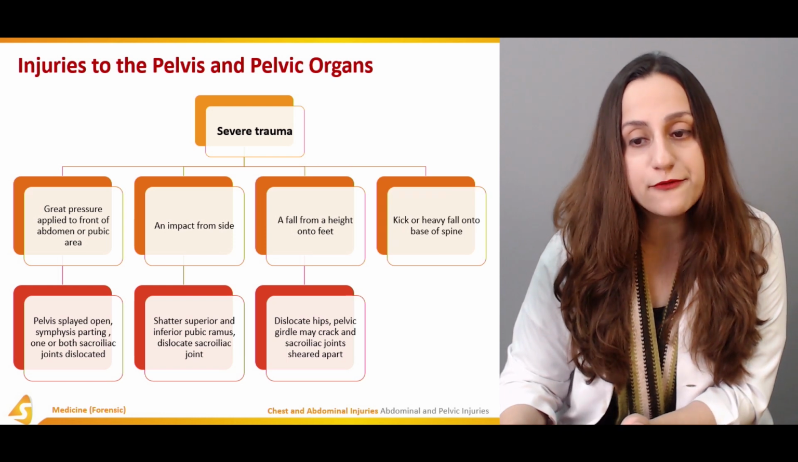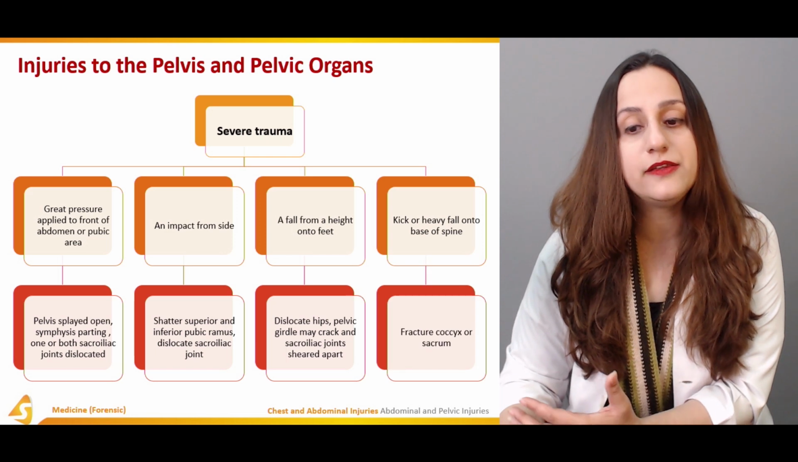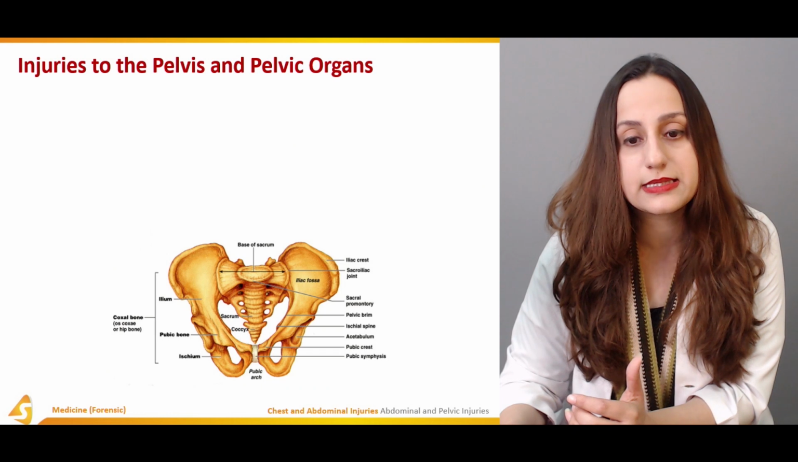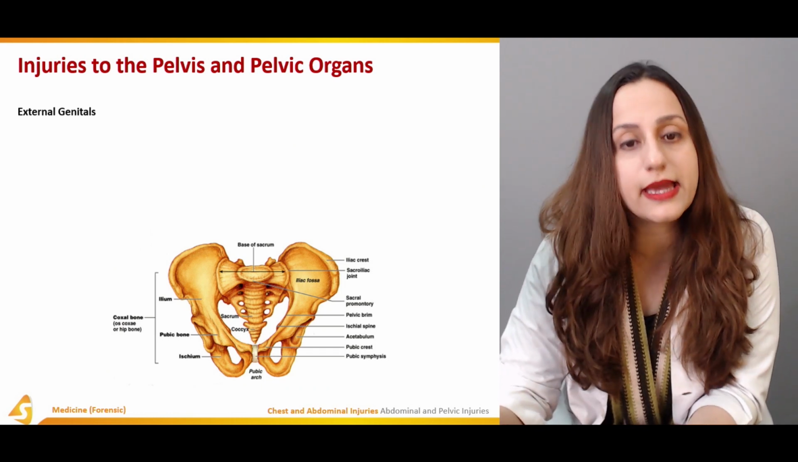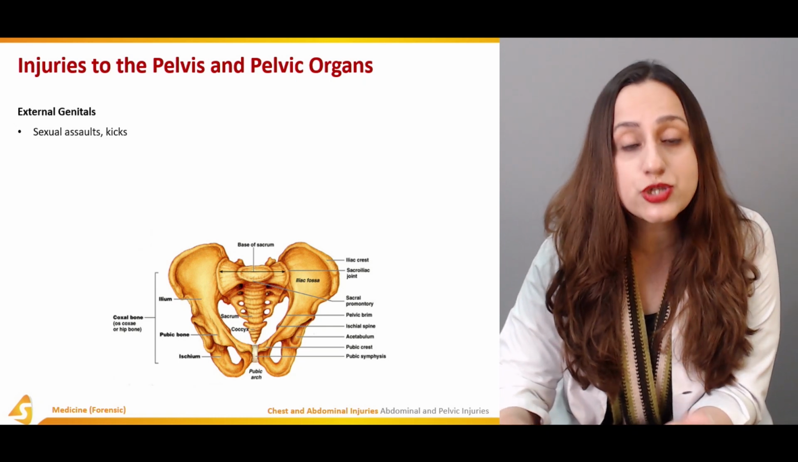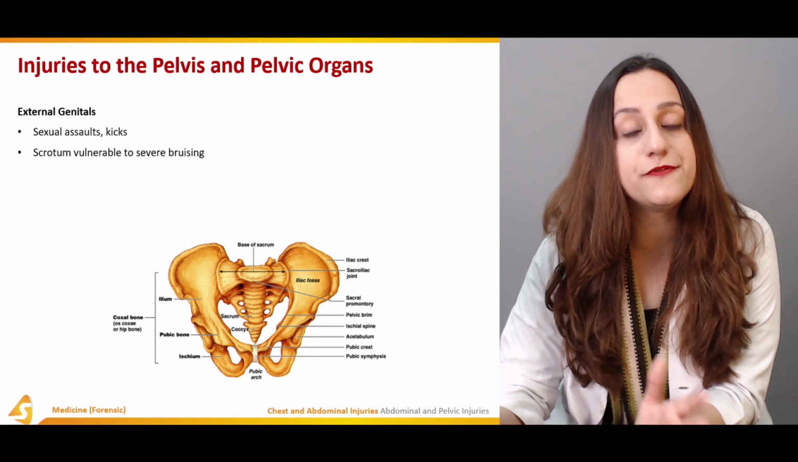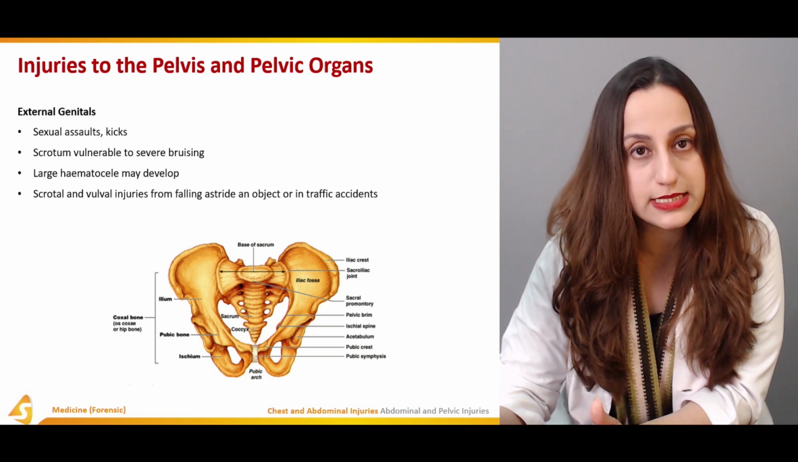Now, the kick or heavy falls onto the base of the spine is again going to dislocate the spine, and fractures of the coccyx and sacrum can occur in such cases. So basically, the external genitals are also a part of the pelvis, and they can be damaged in sexual assaults, in kicking. Scrotum is vulnerable to severe bruising, and large hematocele may develop in such cases.